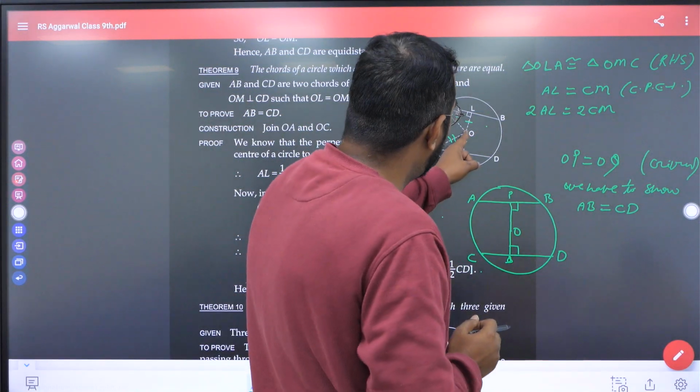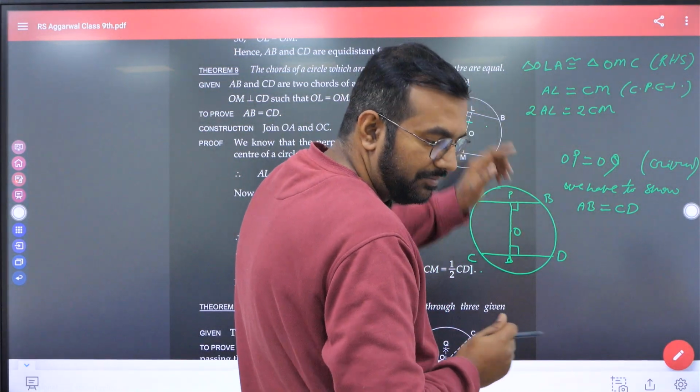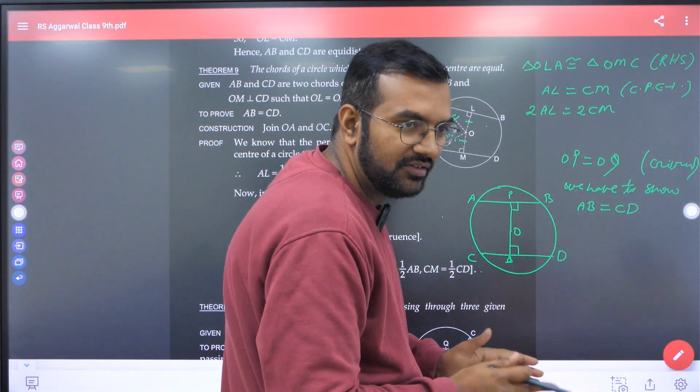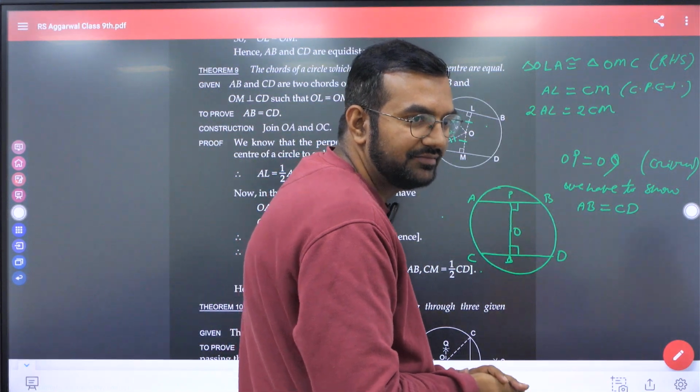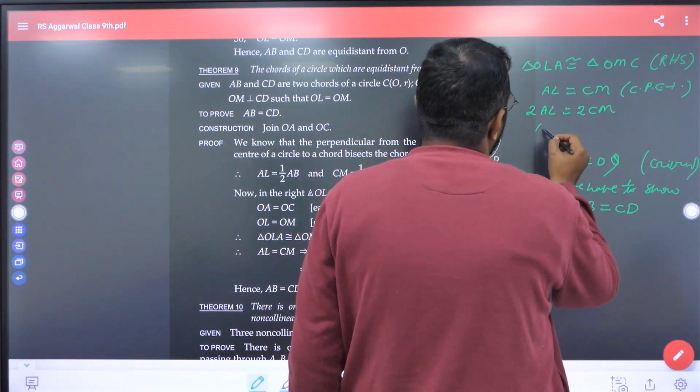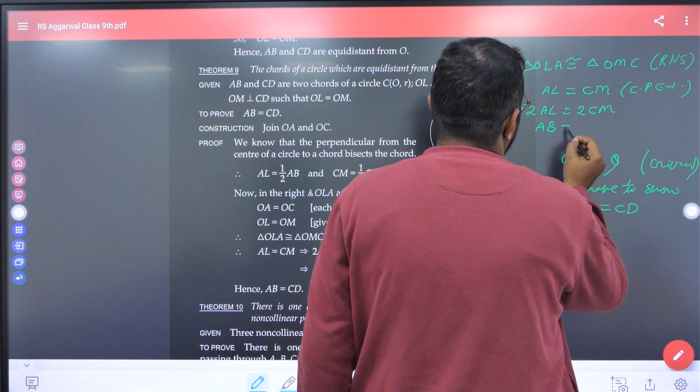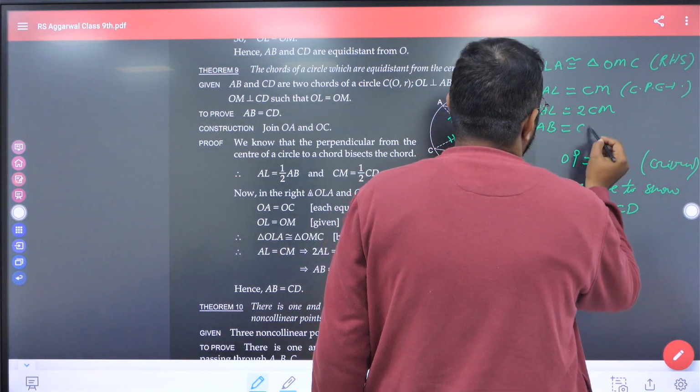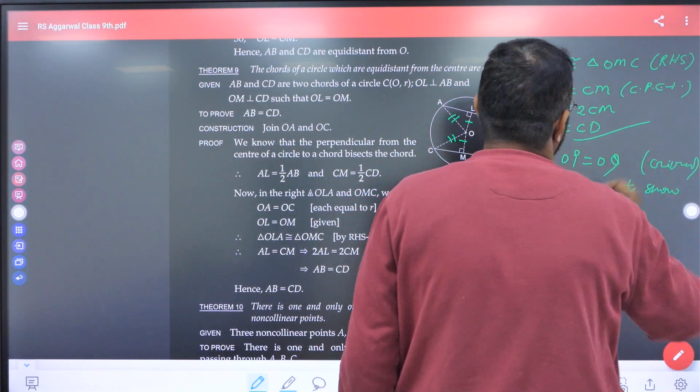Why? Because this line is a perpendicular, and a perpendicular from the center always divides the chord into two equal halves. So 2AL is equal to AB and 2CM is equal to CD. Now it is proved.